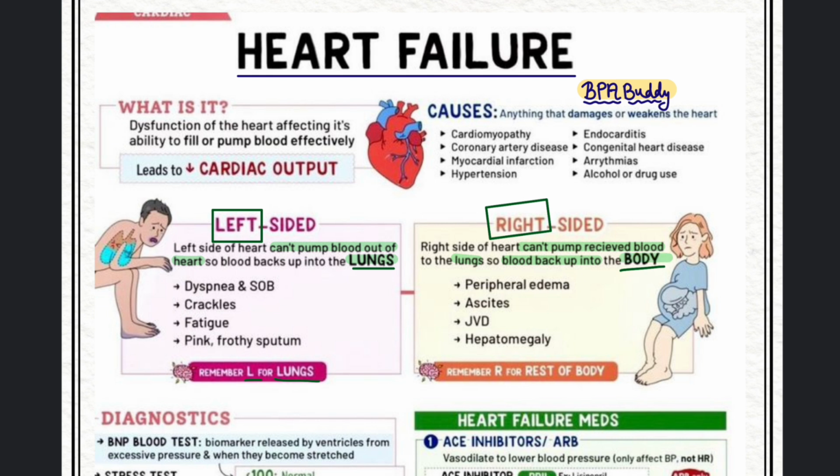So here we can see symptoms like swelling, edema, JVD, ascites, and you can remember this with R for rest of the body. So what happens on the right side is the right side fails to send blood to the lungs, so the blood backs up into the body, whereas the left side fails to pump blood out and the blood backs up into the lungs. So L for lungs, and R for rest of the body, you can remember.